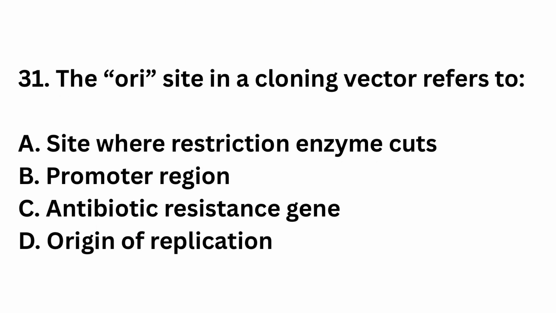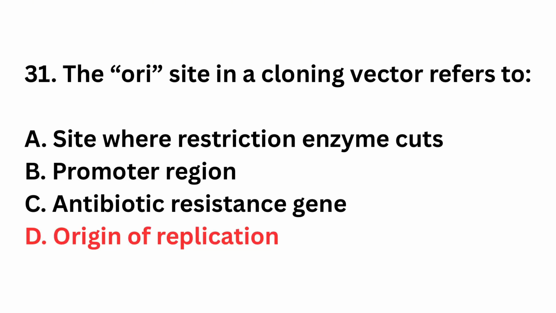Question number 31. The ORI site in a cloning vector refers to site where restriction enzyme cuts, promoter region, antibiotic resistance gene, origin of replication. The right answer is option D. Origin of replication allows the plasmid to replicate inside the host cell, determining copy number.